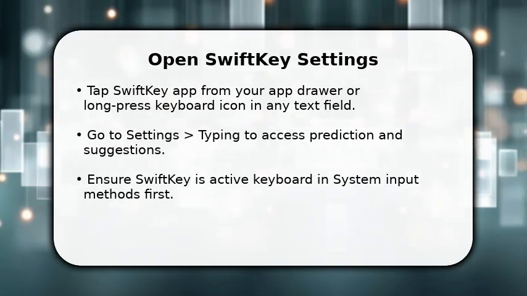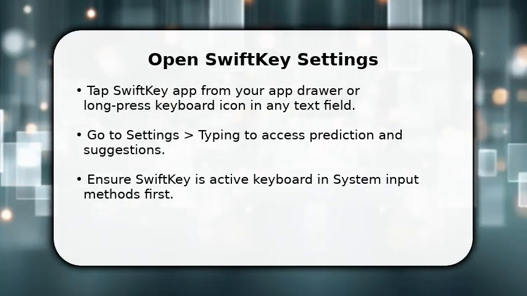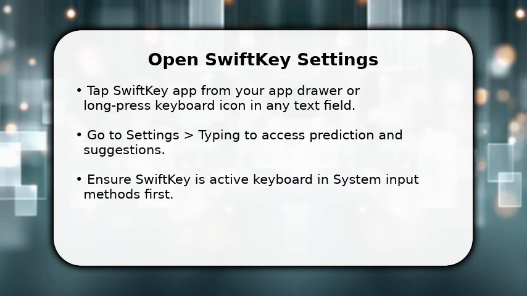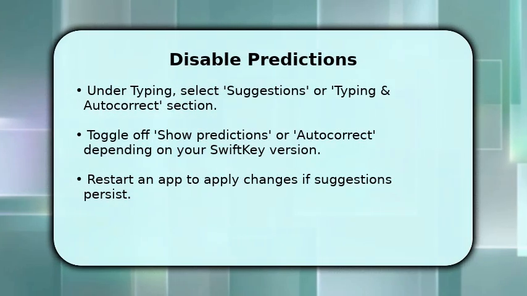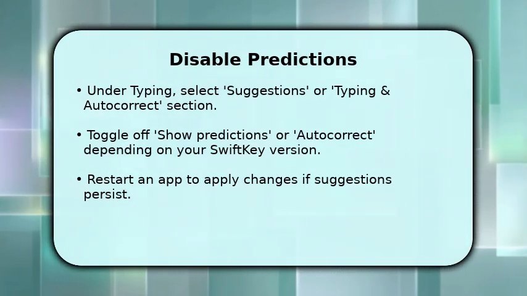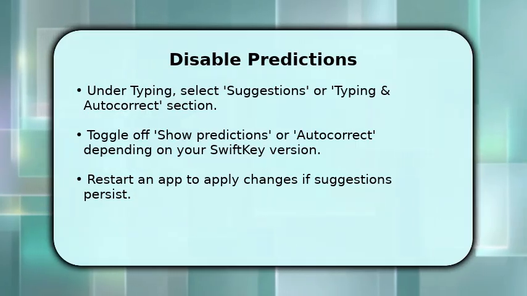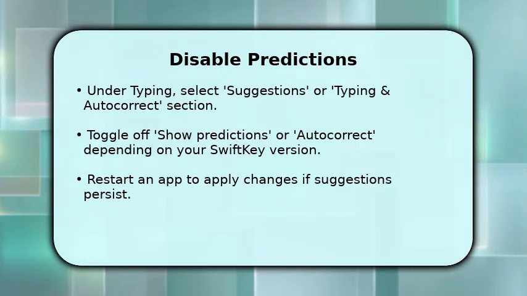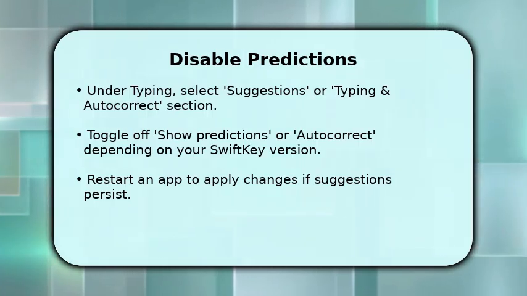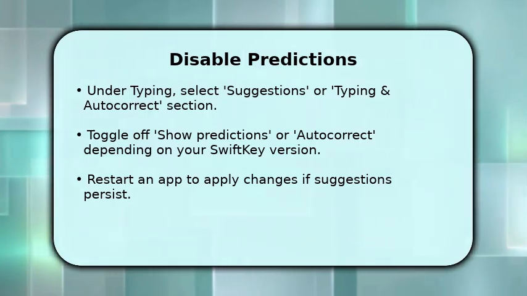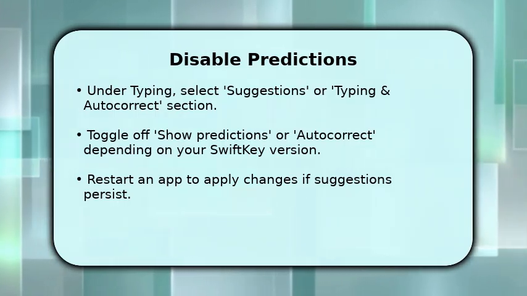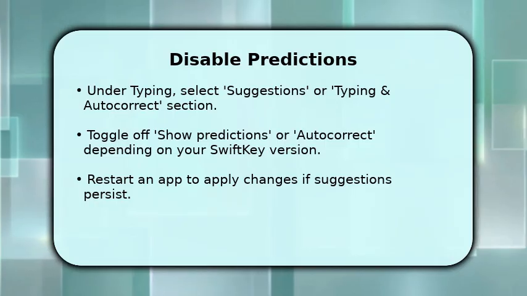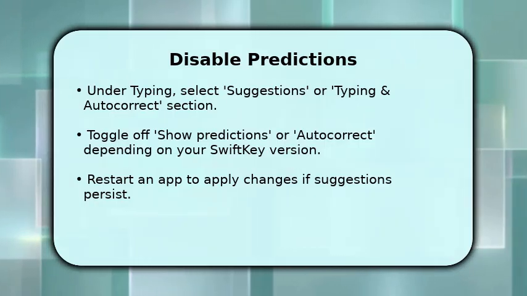Make sure to proceed now to the prediction controls so you can toggle the exact feature off and avoid guessing while you type. Once in typing, find the Suggestions or Typing and Autocorrect section and focus on the prediction toggles. You will turn off Show Predictions and optionally Autocorrect. This removes the word bar and automatic replacements. If you want fewer interruptions but keep corrections, toggle only Show Predictions and leave Basic Autocorrect.